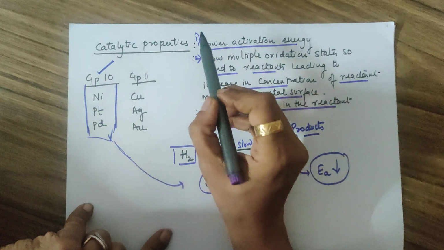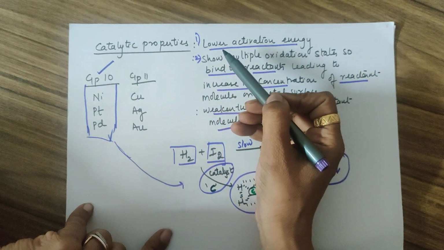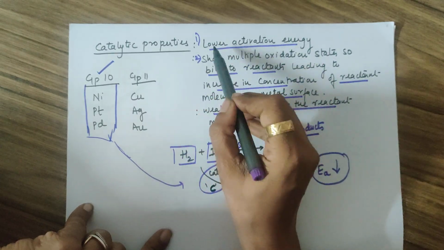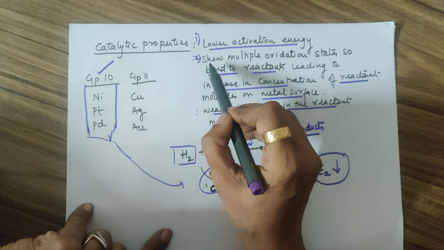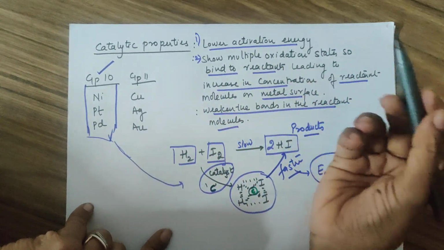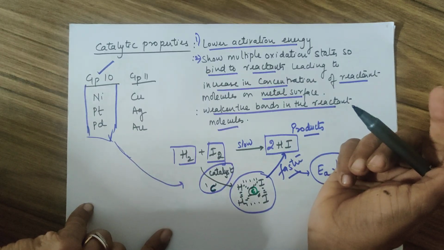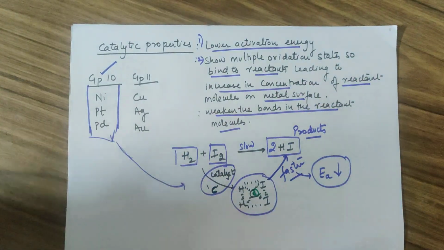So, the keywords, if you are asked the two main reasons why transition elements act as good catalysts, your answer should be: they show a lower activation energy, and also they show multiple oxidation states to bind to the reactants, leading to an increase in concentration of reactant molecules on the metal surface. So these are two important reasons for it. Fine.